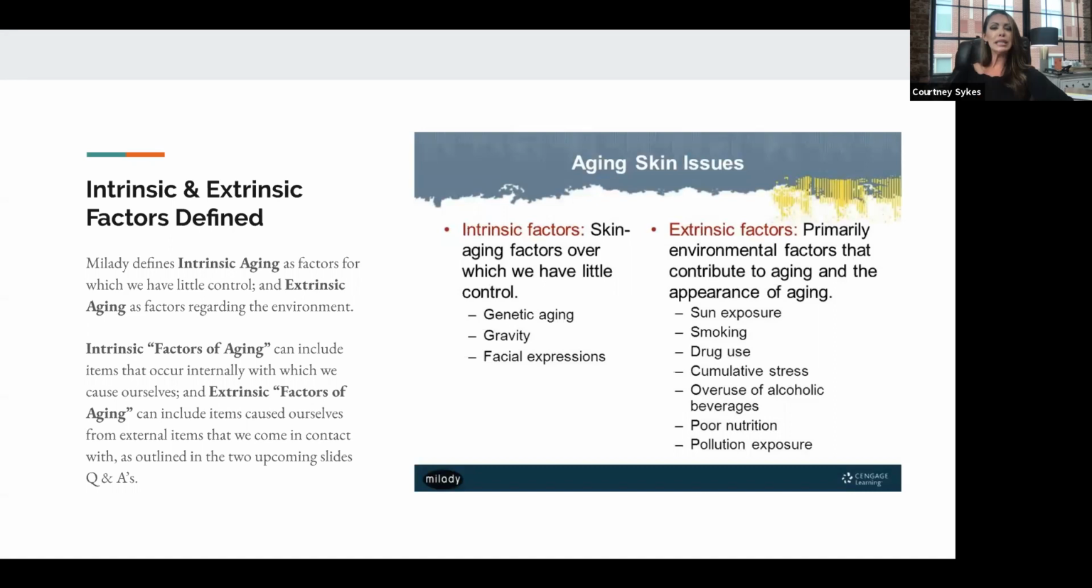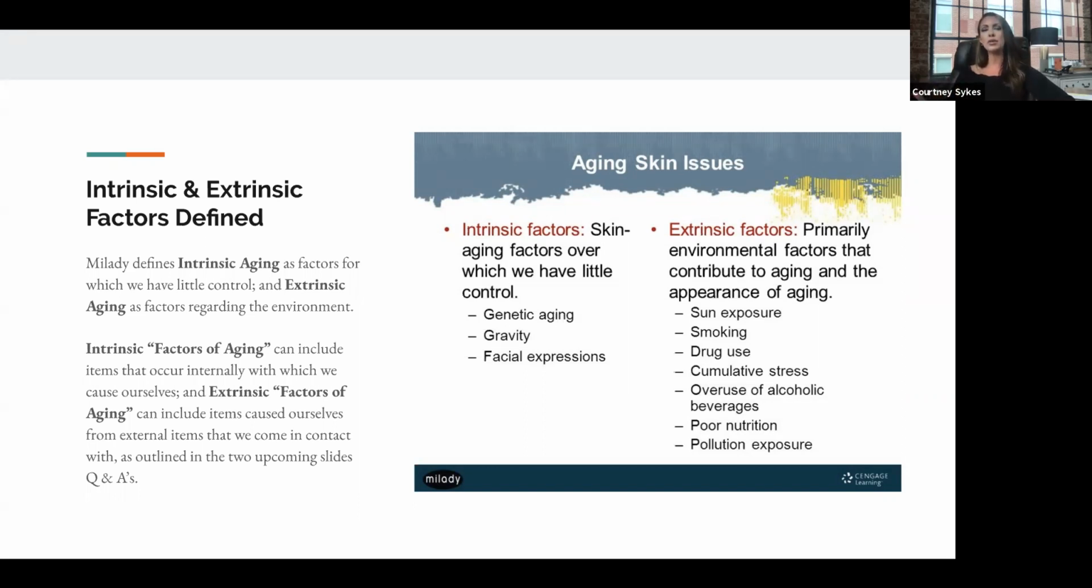Then, intrinsic and extrinsic factors defined. Milady defines intrinsic aging as factors for which we have little control, and extrinsic aging as factors regarding the environment. So let's really break this down because I actually look at this in different ways depending on what activity I'm doing with the students. So sometimes I will say that intrinsic factors of aging can be things like food we eat or medications we're taking or smoking, obviously internally is really terrible for you. That would be an intrinsic factor of aging.